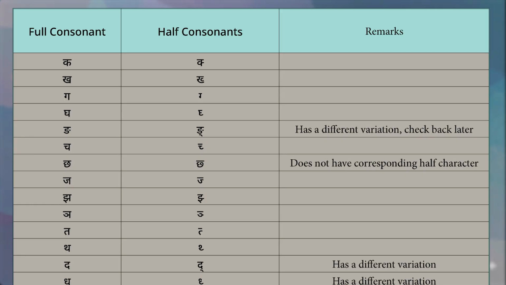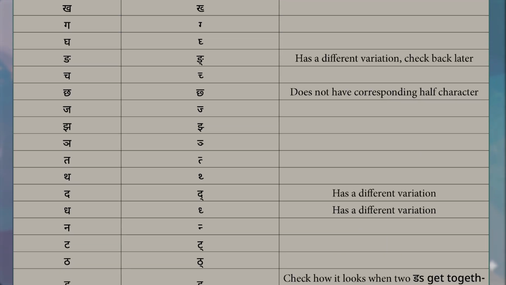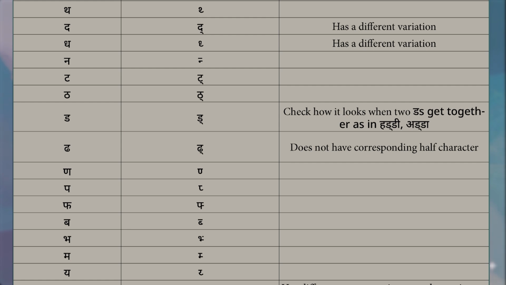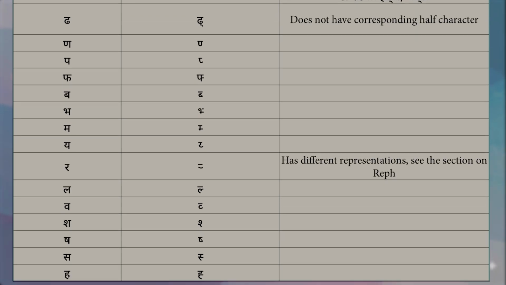The shapes of consonants, when they appear as a half character, may look a bit different from their full form. In the table given below, you can see the characters in their half form as they would usually look when they appear in a conjunct character. Please also see the remarks for each character.